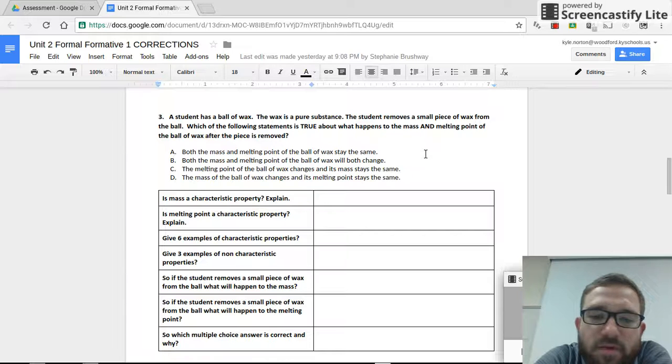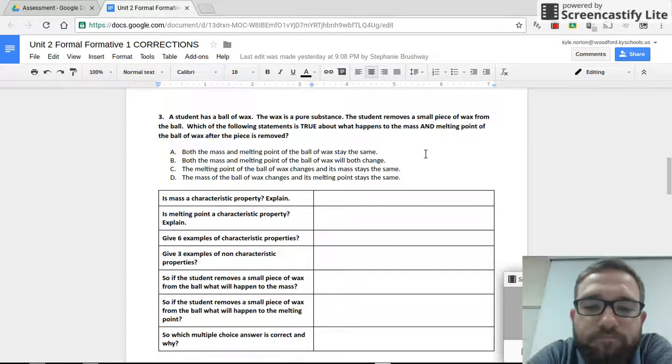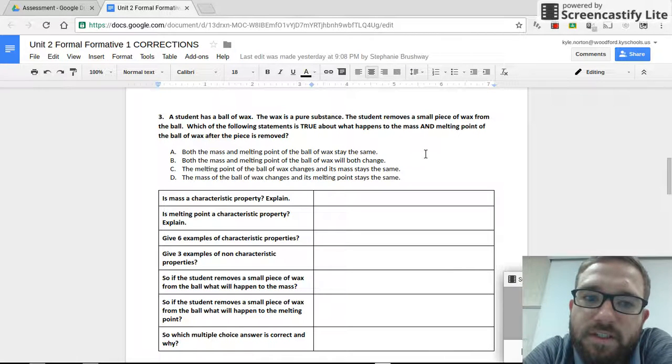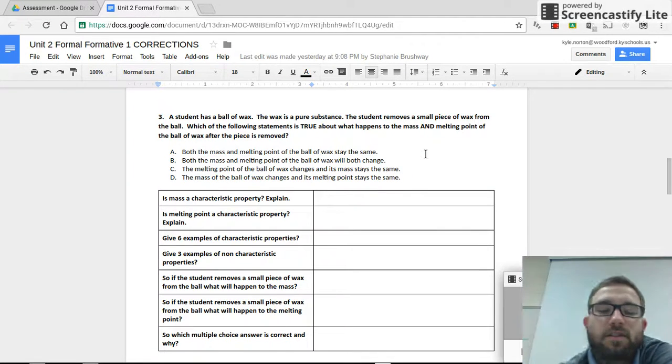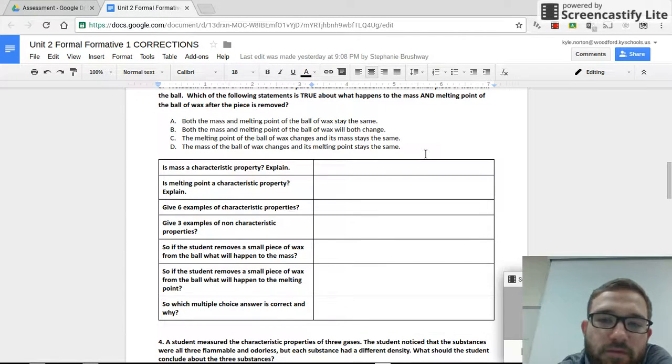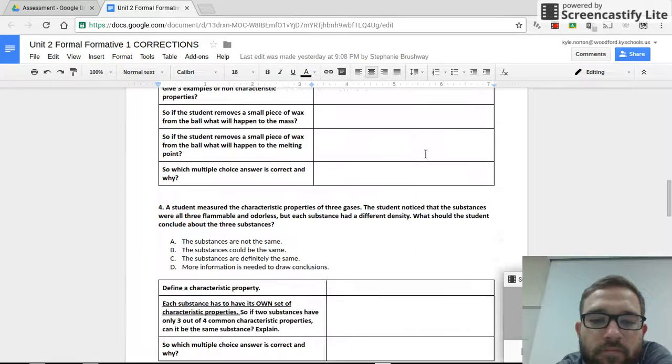So if the student removes a piece of wax from the ball, what will happen to the mass? Well, it's a non-characteristic property, so what will happen? So if the student removes a small piece of wax from the ball, what will happen to the melting point? Well, the melting point's a characteristic property, so what will happen? So which multiple choice answer is correct and why? You need to fill those out.